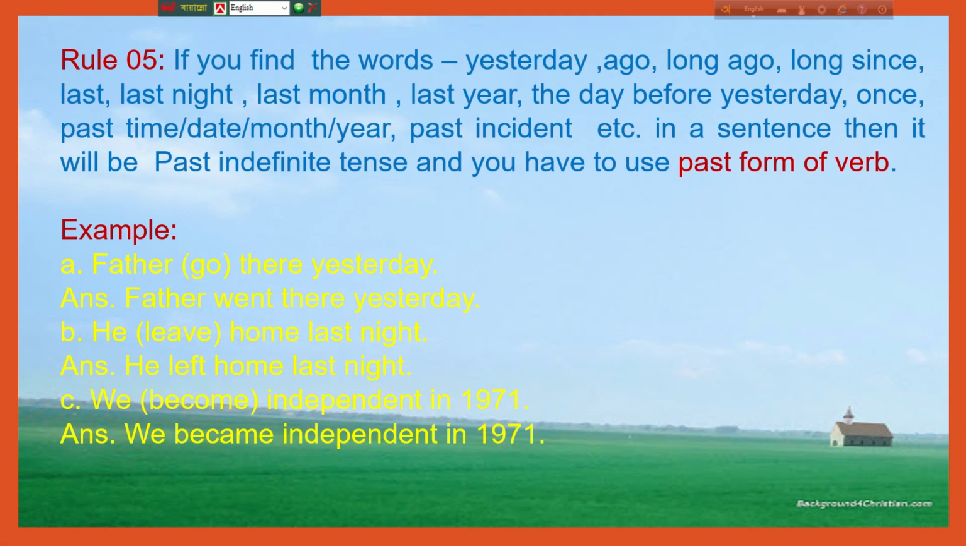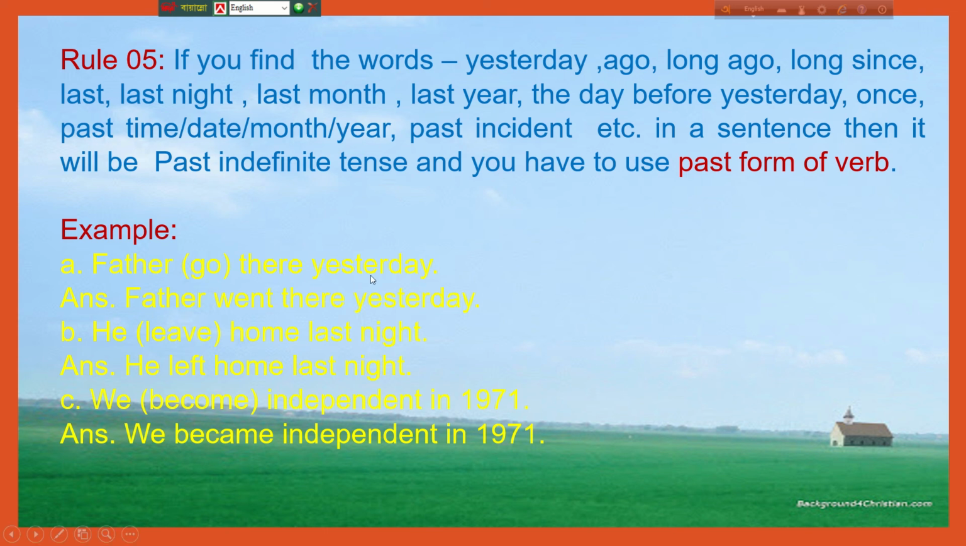Rule 5. If you find the words yesterday, ago, long since, last night, last month, last year, the day before yesterday, once, past time, date, month, year, past incident, etc. in a sentence, then it will be past indefinite tense, and you have to use past form of verb. So let's see the example.